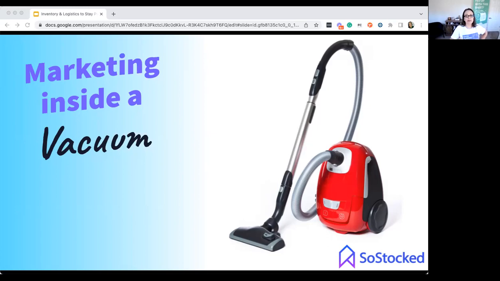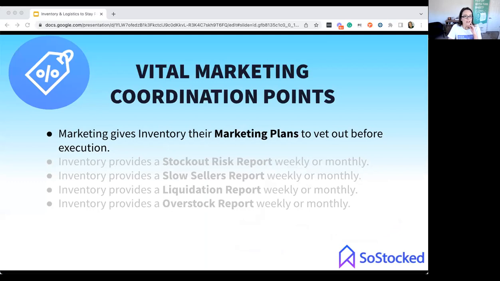It's not only stock out, but now we have to be worried about overstocking and about products that are not currently turning enough inventory. So coordinating marketing and inventory is more important than ever. Let's talk about the 5 different reports that should be used by those teams to become a more effective inventory-minded marketer. All right, here are the vital coordination points.